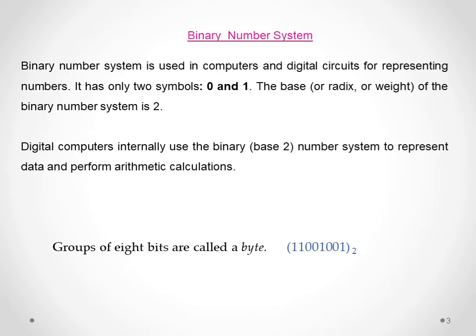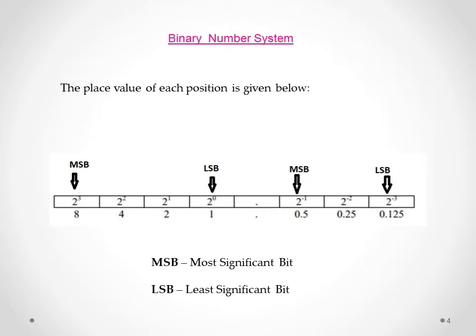Binary number system. The binary number system is used in computers and digital circuits for representing numbers. It has only two symbols, 0 and 1. The base of the binary number system is 2. Digital computers internally use the binary number system to represent data and perform arithmetic calculations. A group of 8 binary bits is called a byte. The place value of each position is given below.